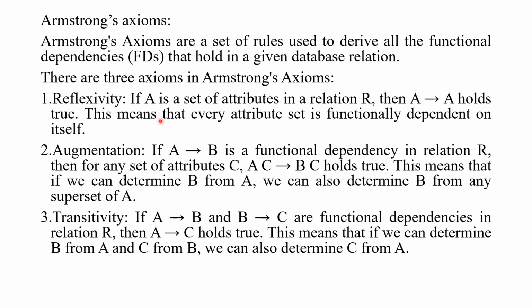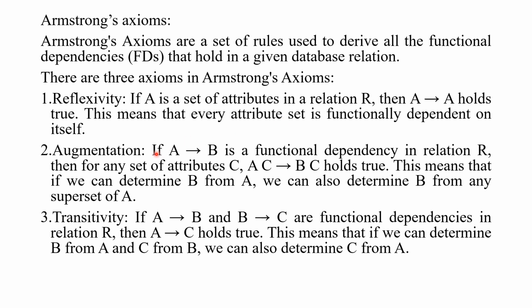First, coming to reflexivity: if A is a set of attributes in a relation R, then A determines A holds true. This means every attribute set is functionally dependent on itself. For this, we can take an example of student ID. In the student database, if we have an attribute student ID, it is trivially true that student ID determines student ID, as we have discussed in trivial functional dependency.